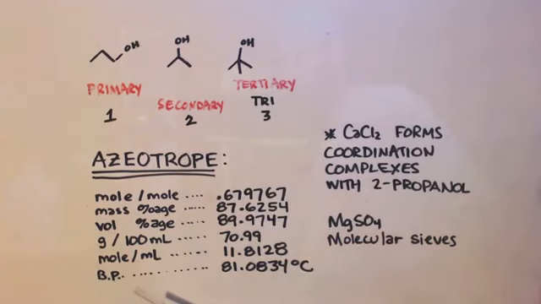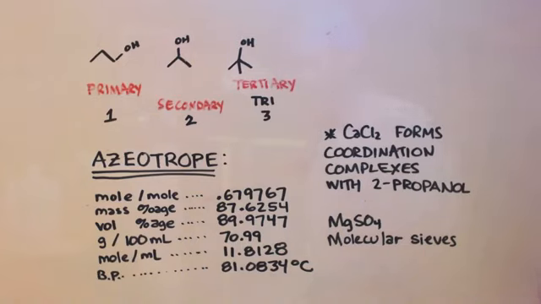Anyways, here's some facts about the azeotrope itself. The azeotrope is 91%. That's what they usually go by, by volume, and they jack it up to 91 because it's so close. So you get 91%, but here's the mole per mole, mass percentage, volume percentage, gram per 100 mole, mole per milliliter, boiling point, just some facts about the azeotrope.